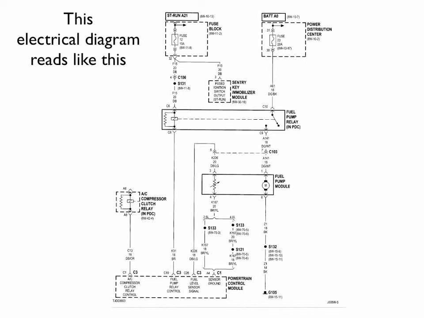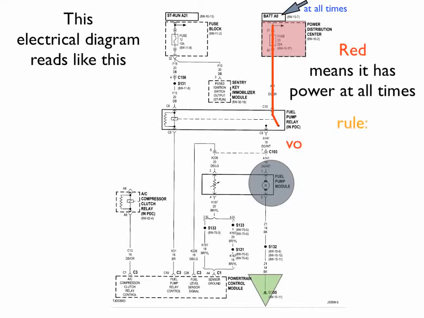In an electrical diagram, here are the three things that we locate before we start looking at the map. Notice the word up here, battery. That means the source of this power is the battery. A battery is not turned on; it doesn't have a switch. There's power in that battery at all times. So we're going to color that red, because red means it has power at all times.